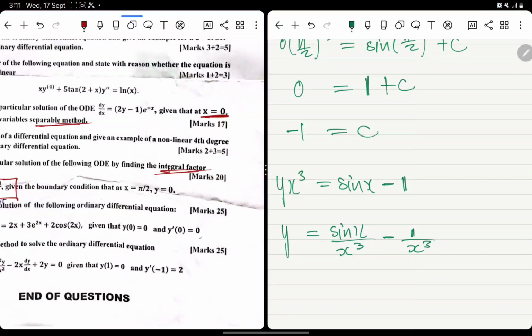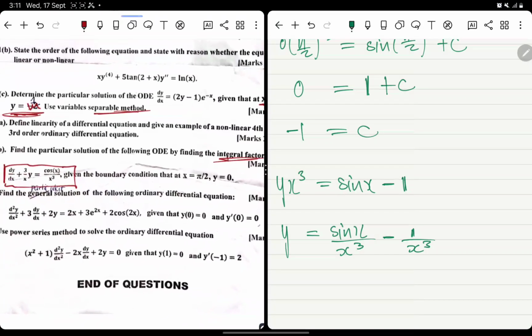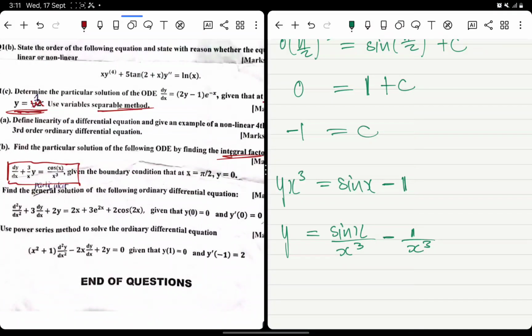Oh my goodness. How many marks was this? 20. For free? Really? Winner? Make sure you get this free 20 marks.